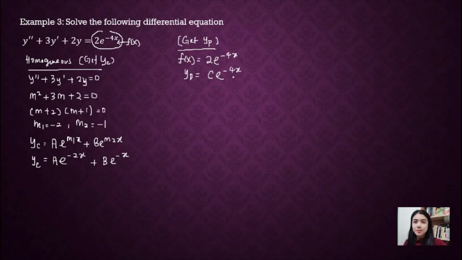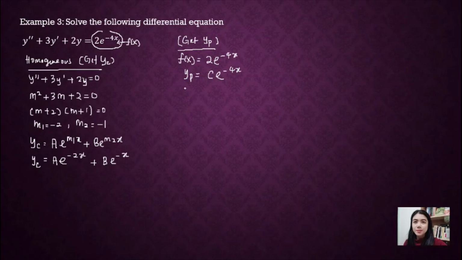Before you continue to differentiate this yp, let's check: do we have duplication in here? Your yp has an exponent, e to the power of negative 4x. The yc is also exponential, but with e to the power of negative 2x and e to the power of negative x. They are different because the powers are different: negative 4 versus negative 2 and negative x. So you do not have duplication, which means you can continue and differentiate.